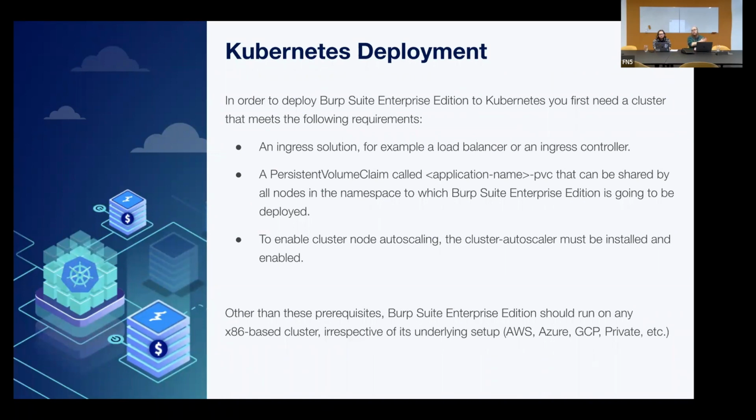Unlike with the standard installer, where we pre-provision those scanning machines and they sit there waiting to run scans from the enterprise service direction, we don't do that with Kubernetes. They are spun up as scan jobs are created, either on an ad hoc basis or scheduled. Once the scan completes, those pods are killed off. So if you are deploying this to a public cloud provider, that's got an inherent cost benefit to it. But other than those prerequisites, Enterprise Edition should run on anything: AWS, Azure, GCP, or a private cluster.